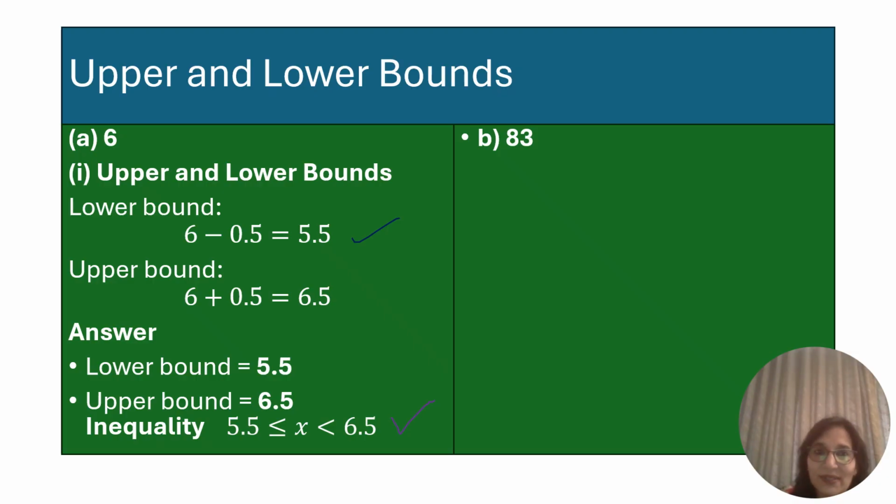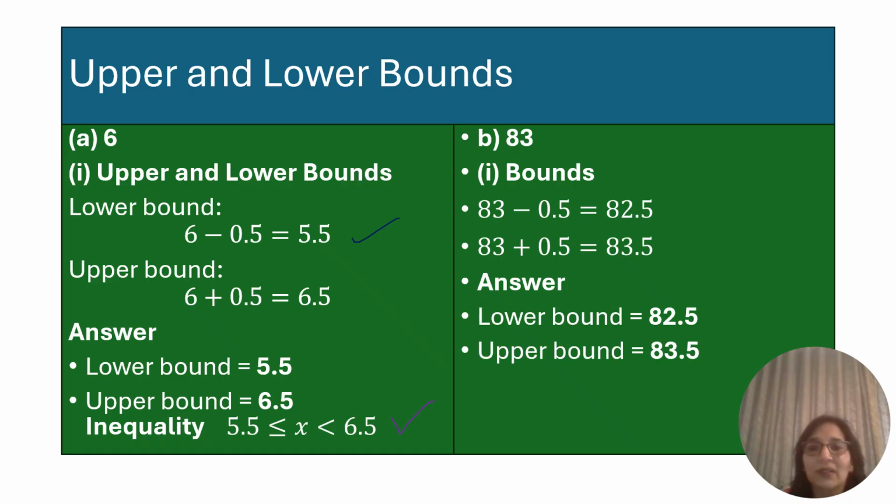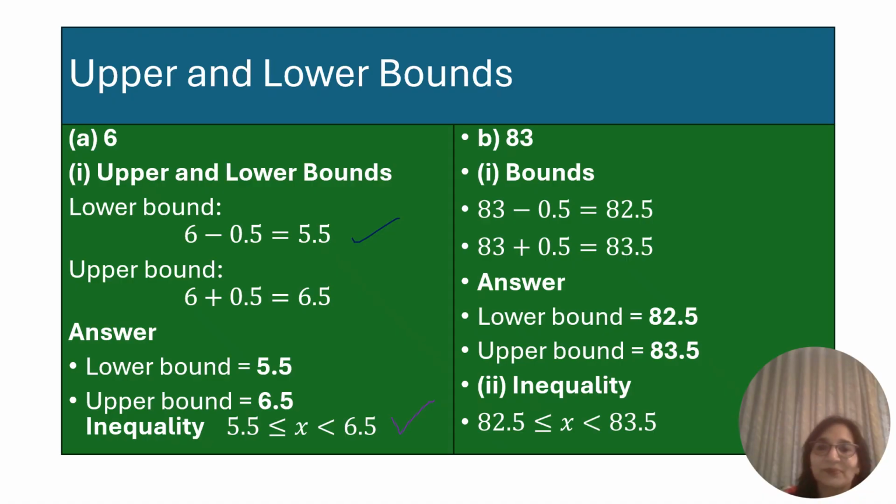Let's solve the next question with the two-digit number 83. How are we going to find the lower bound? 83 minus 0.5 will give you 82.5. 83 plus 0.5 will give you 83.5. So this is your lower and upper bound. And the inequality, you have to write in this form: 82.5 is less than or equal to x less than 83.5. I hope this question is clear to you.